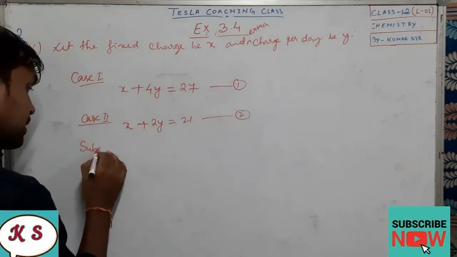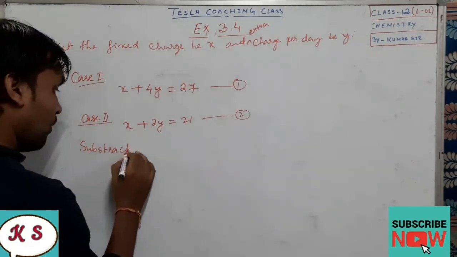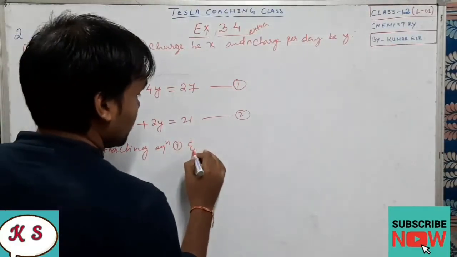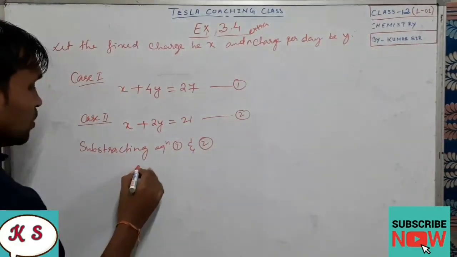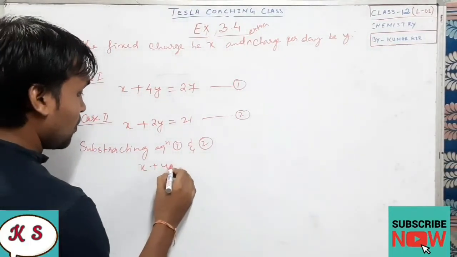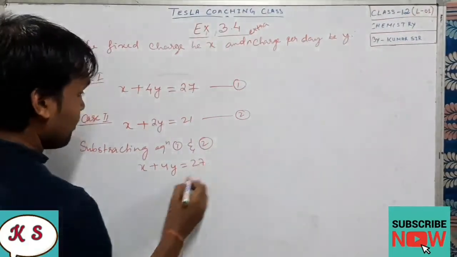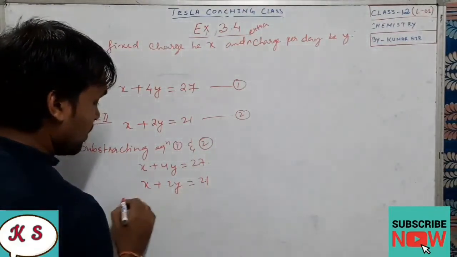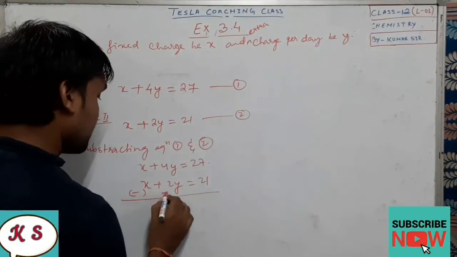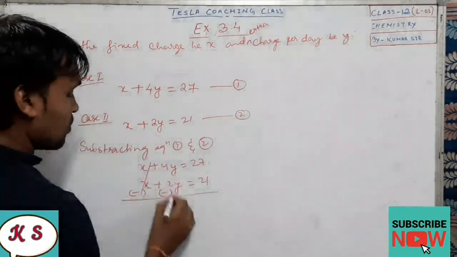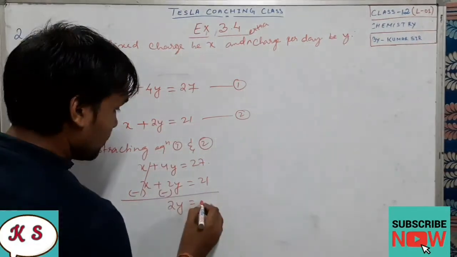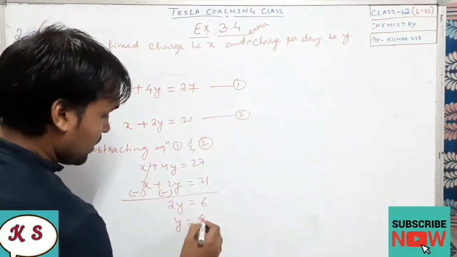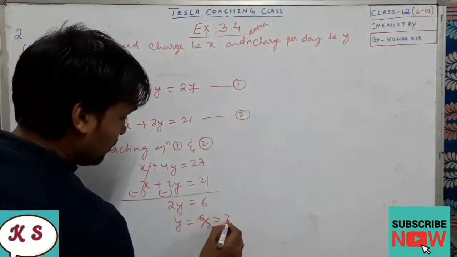So we'll write here, subtracting equation 1 and equation number 2. So X plus 4Y equal to 27 and X plus 2Y equal to 21, minus, X cancels. So what will it be? 2Y equal to 6. So Y is equal to 6 by 2, which is equal to 3.